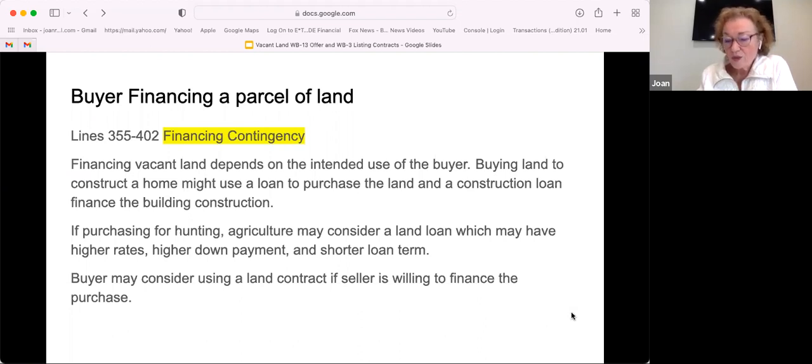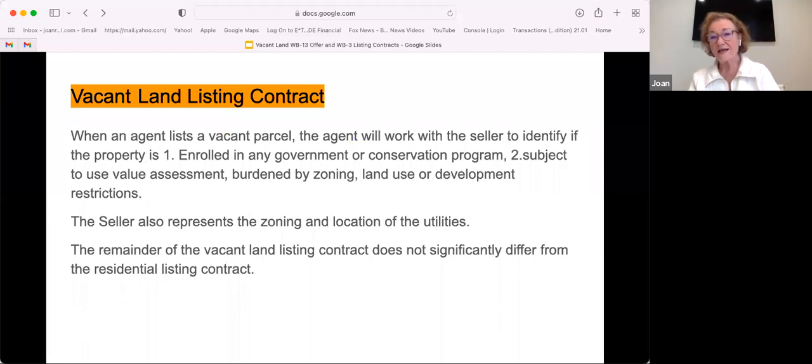Okay, so we're going to go next to the vacant land listing contract. It's basically the same as a residential listing contract. There's not many differences at all. But you need to work with the seller to identify the property, see if it's enrolled in any conservation or government program. Make sure you find out that he's not stuck in a 15-year government program that it's too expensive to get out of in order to sell it.